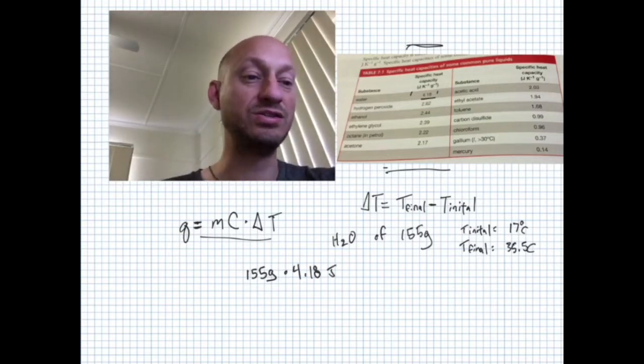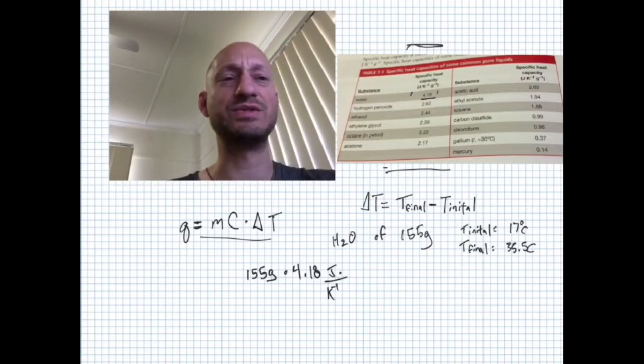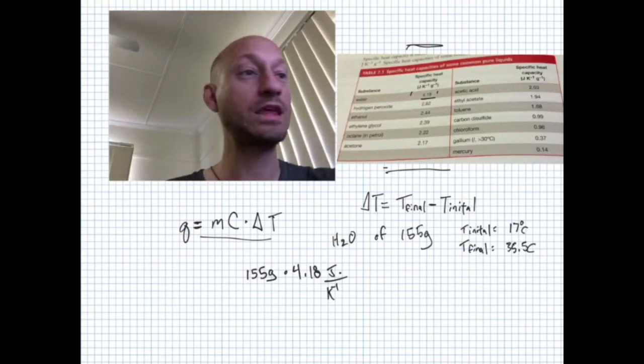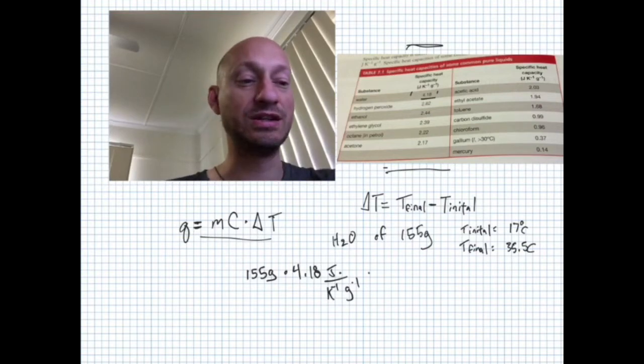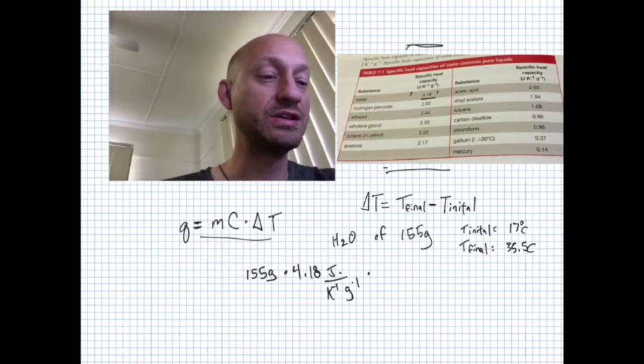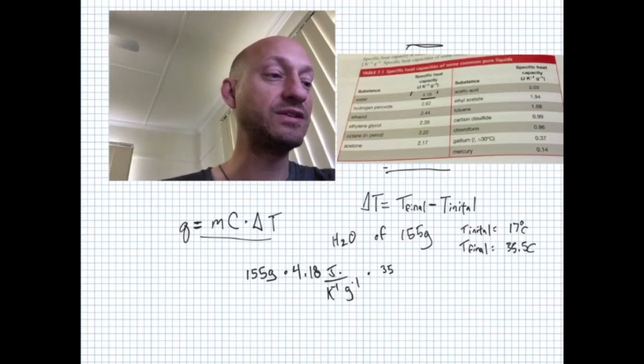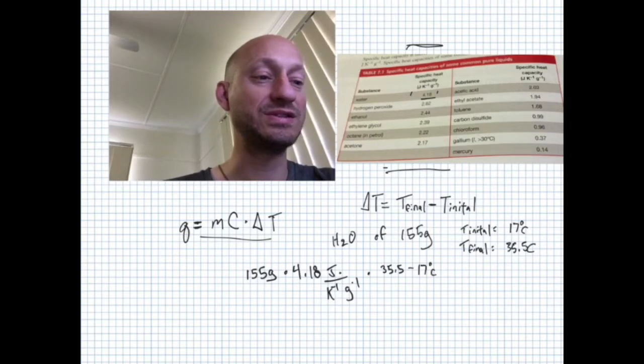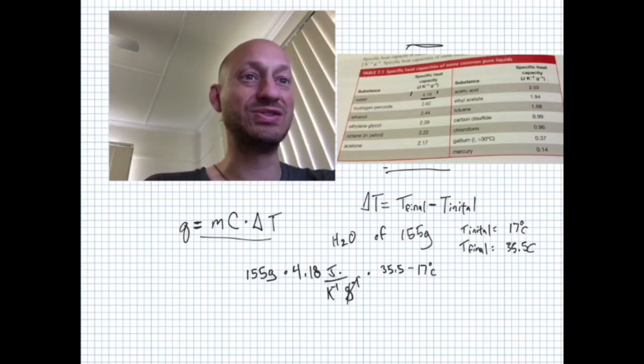and let's go ahead and put joules per degrees Kelvin. Interestingly, a change of 1 degree Kelvin is the same as a change of 1 degree Celsius. And then per gram. Okay, then let's do a temperature difference. So let's go 35.5 degrees minus 17 degrees Celsius. Change in degrees Celsius is the same as degrees Kelvin, so let's get rid of this.